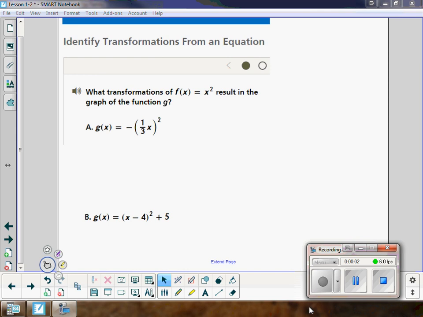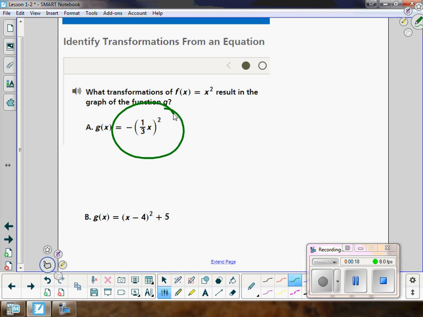Here we go. We're on example 5 in section 1.2. Letter A. They want you to take negative parentheses 1/3 x, and we're going to square the whole thing. They want to know what transformations of x squared result in the graph of this function. Okay, so we're looking at multiple transformations, more than one thing happening to the graph.